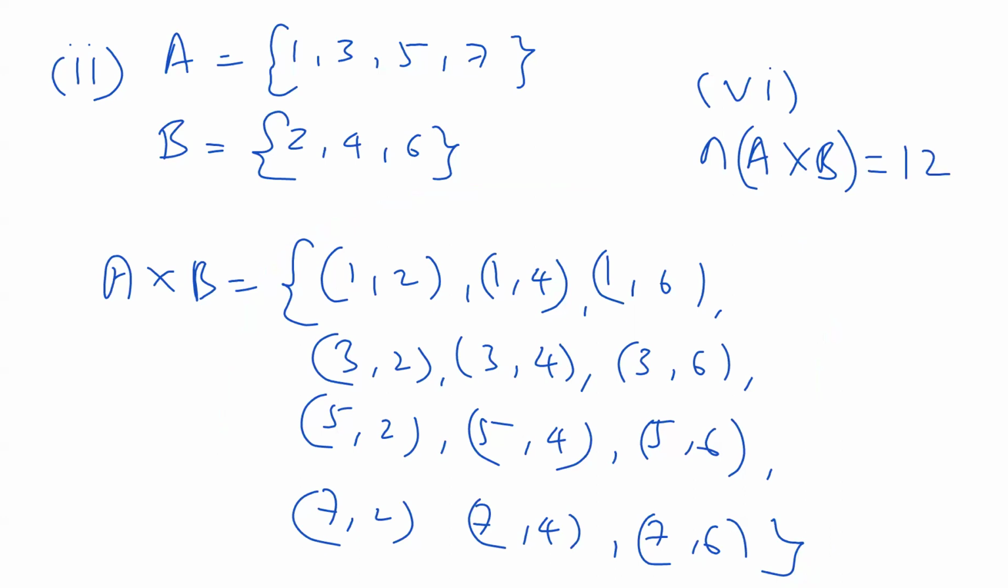Okay, and moreover, what you can do is these are 4 objects, these are 3 objects. N of A cross B will be M into N, that is 4 into 3, which is equal to 12. So likewise, you can calculate as well. Fine. So that was question number 2 along with sub question 6.